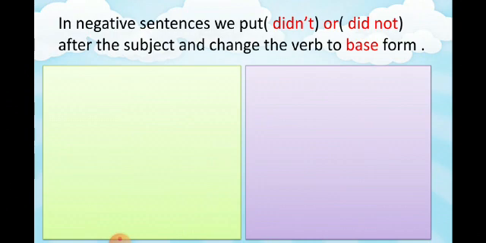In negative sentences we put didn't or did not after the subject and change the verb into base form. We have two steps. لدينا خطوتين للقيام بعملية النفي. The first step is put didn't after the subject of the verb. نقوم بوضع didn't بعد فاعل الجملة, which is maybe a subject pronoun or a noun. The subject الفاعل ربما قد يكون ضمير فاعل, for example I, she, he, it, they, we, you, or it may be a noun, وربما قد يكون اسم.